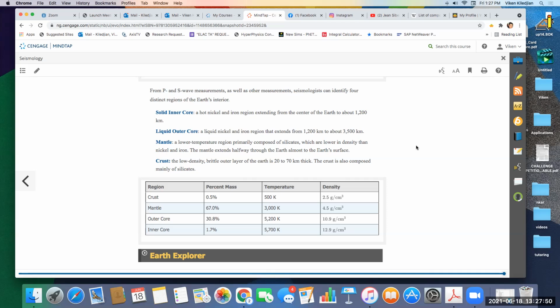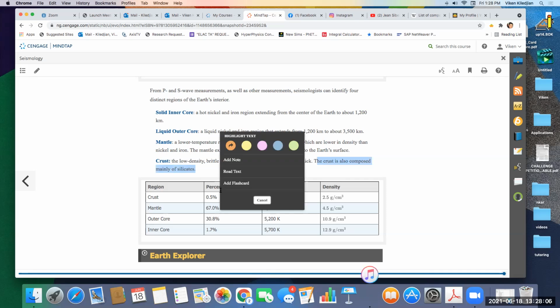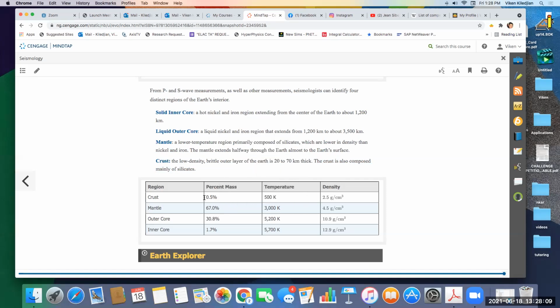The crust, the lower density brittle outer layer of the Earth, is 20 to 70 kilometers thick. The crust is composed mainly of silicates and, of course, rock. The crust comprises 0.5% of the mass of the Earth, and its average temperature is 500 Kelvin. That's still warmer than room temperature. Room temperature is 300 Kelvin. That's the temperature we live at on the surface of the Earth, about 300 Kelvin.